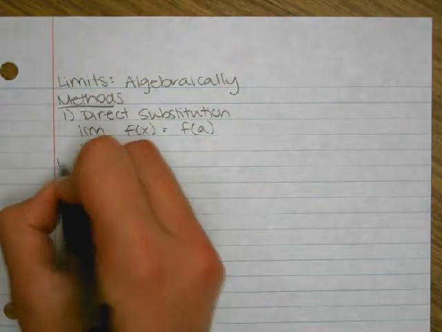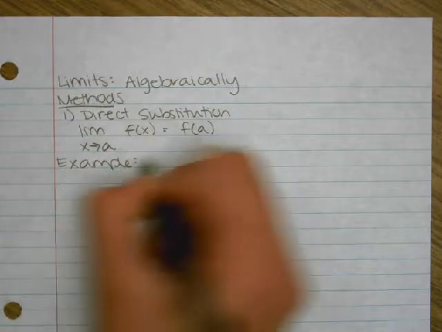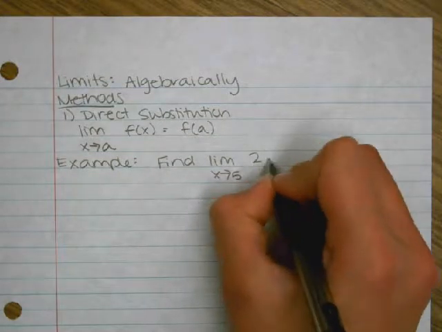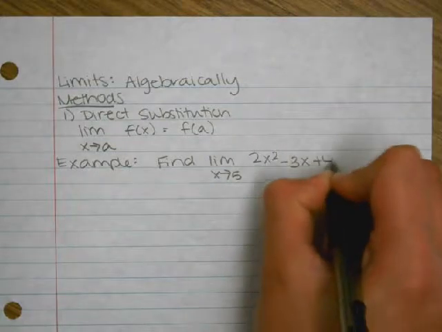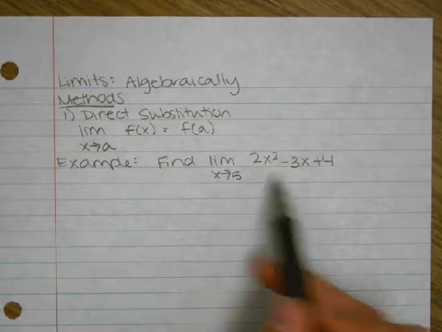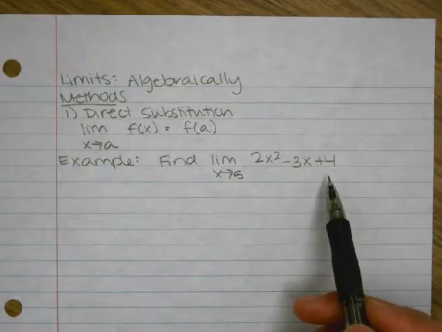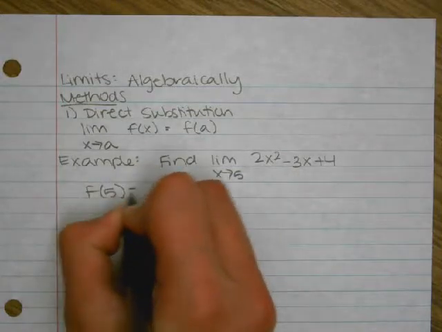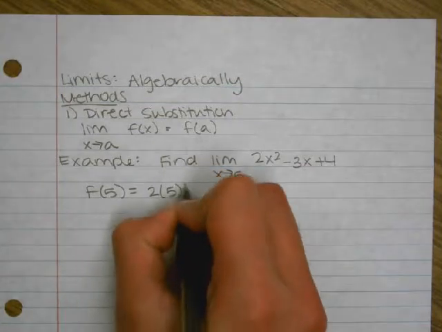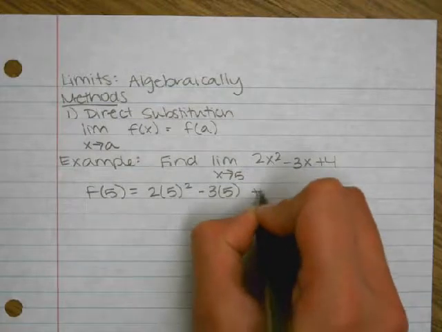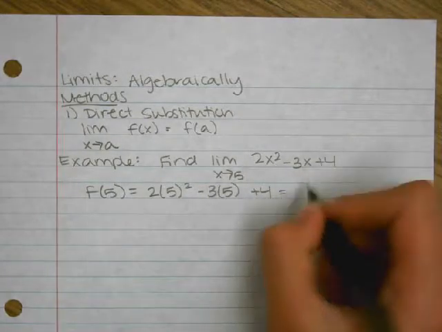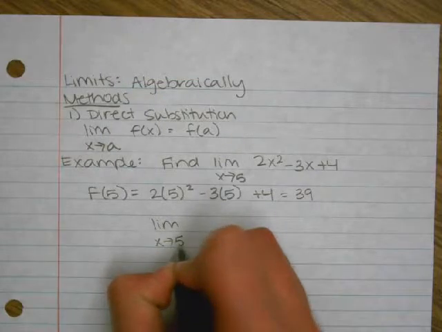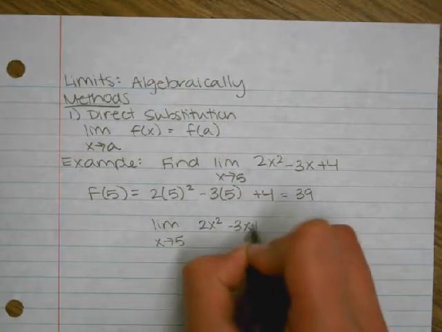So for example, we're going to find the limit as x approaches 5 of the polynomial function 2x squared minus 3x plus 4. You'll notice when we look at this polynomial function, there's no limited domain here. 5 is in the domain of the function, and so I'm just going to go ahead and evaluate the function at 5. I have 2 multiplied by 5 squared minus 3 times 5 plus 4. You can do that in your head or plug it into a calculator, and either way you would get 39. So that means that the limit as x approaches 5 of the function is 39.